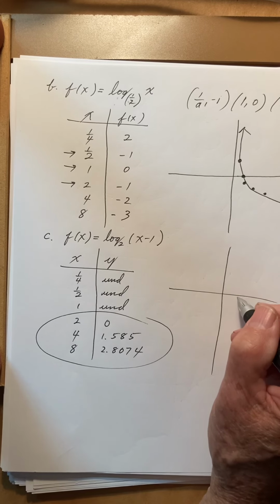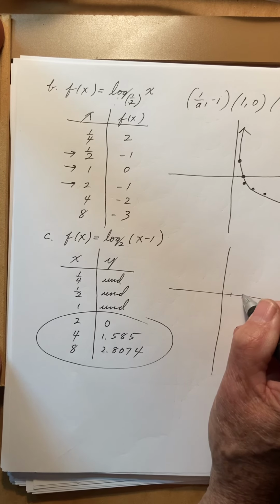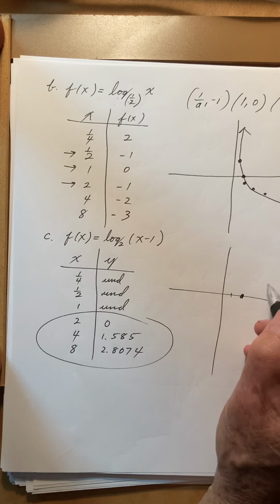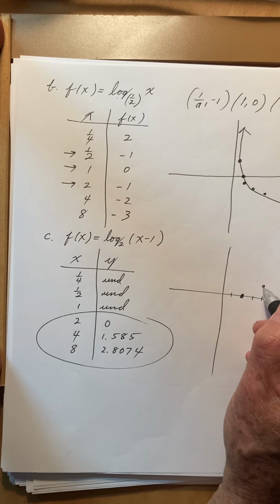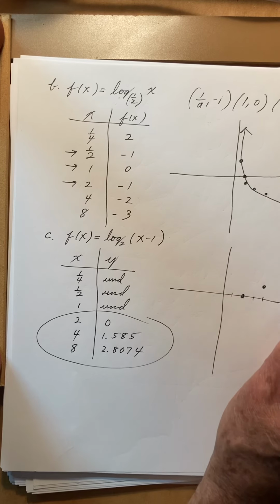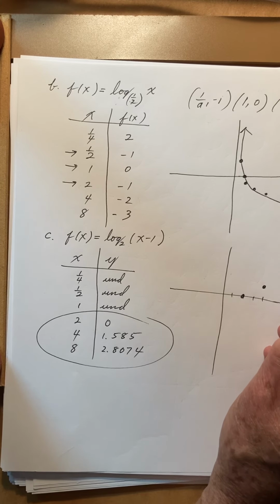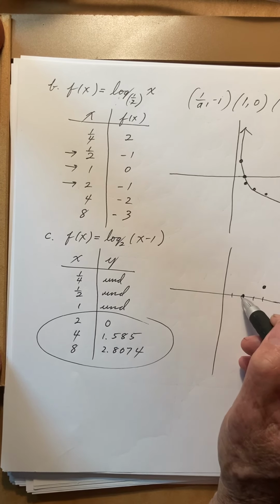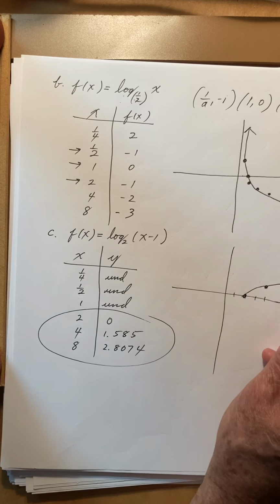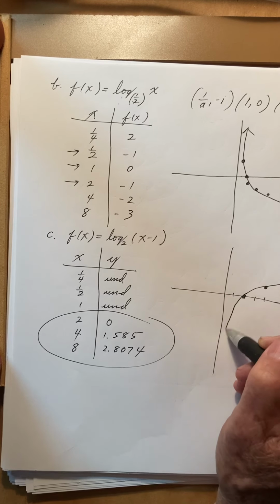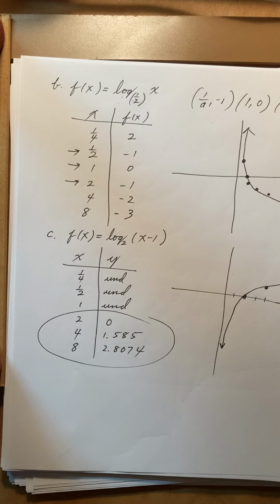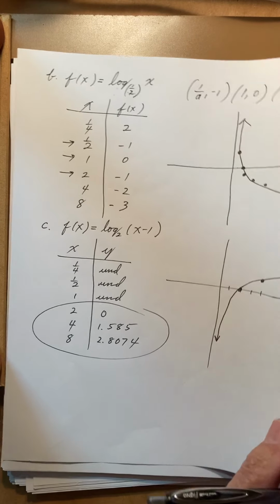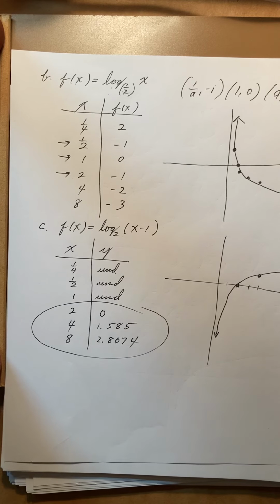So 2 and 0 will be right there. 4 and 1.5, so it'd be about right there. And 8 and 2 point, so it'd be right there. So it goes this way, and it'll come down this way as well. All right, that's part C.